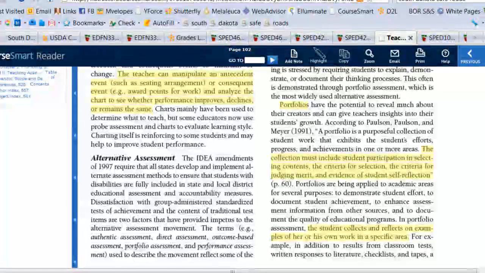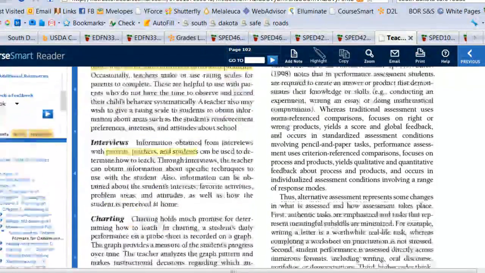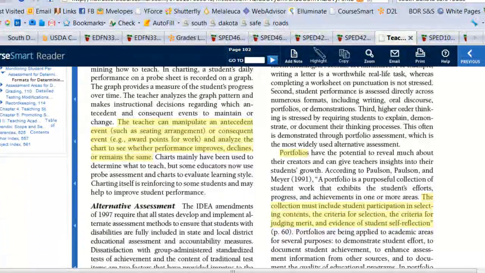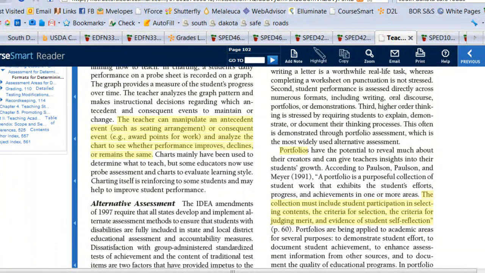What about alternative assessments? This is a long thing. One that is common is portfolios. You know about portfolios. You've created these. The collection must include student participation in selecting contents, the criteria for the selection, and the criteria for judging merit, and evidence of student reflections. So that's one of the things discussed in here, portfolios as an alternative assessment.